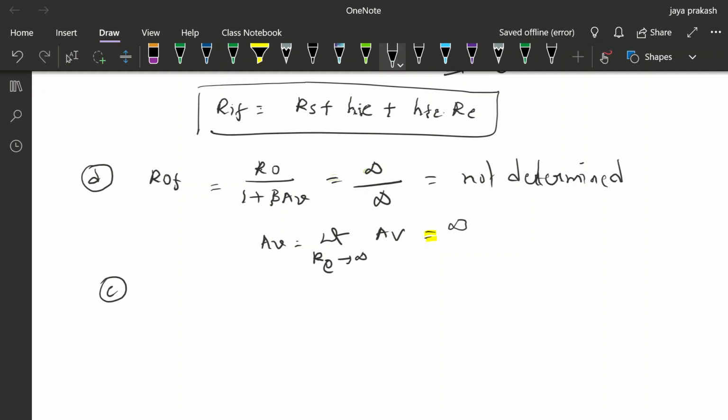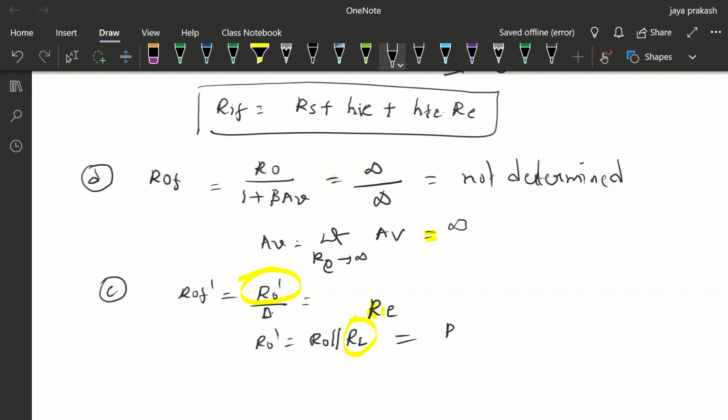be removed or resolved by evaluating first R naught F dash. Okay, so we know R naught F dash is equal to what? R naught dash by D. We know the D, so first we have to find out R naught dash. So what is R naught dash? R naught dash is equal to R naught parallel RL. So what is RL in this case? Simply RL in this case is RE.